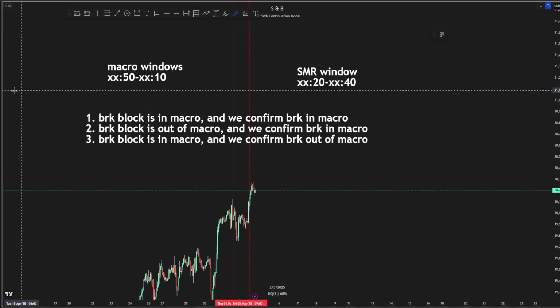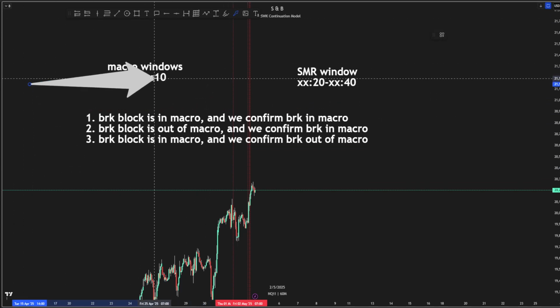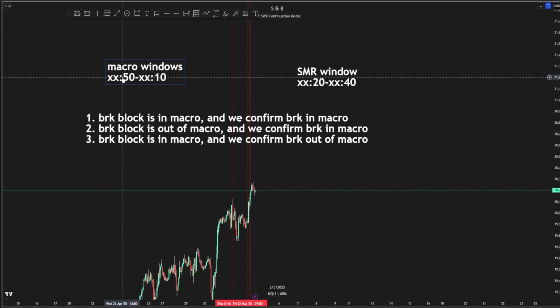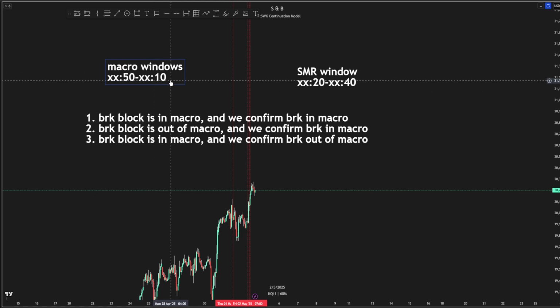The macro is XX50 to XX10, meaning whatever hour you're looking at, whatever time you're looking at, doesn't matter if it's midnight, afternoon, morning, it literally doesn't matter. Just look at whatever XX is, that's your hour, but it has to be 50-minute to the 10th minute of the top of the next hour.